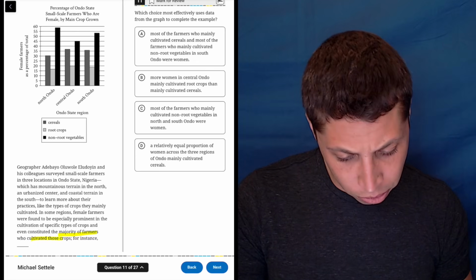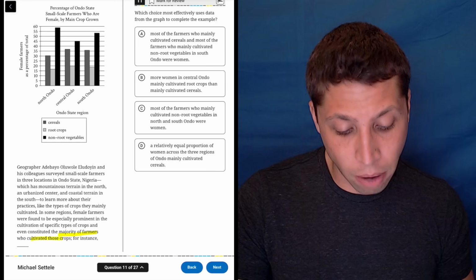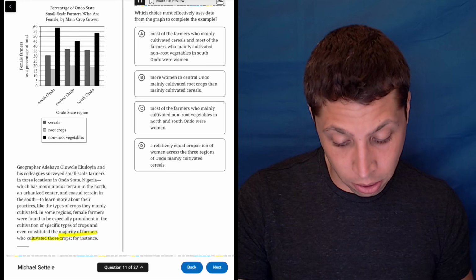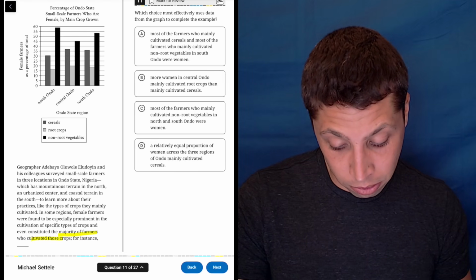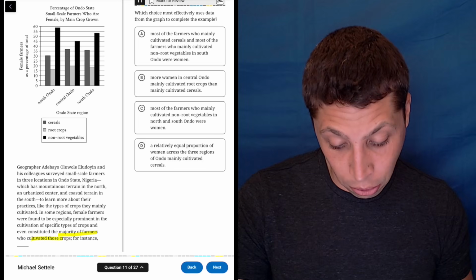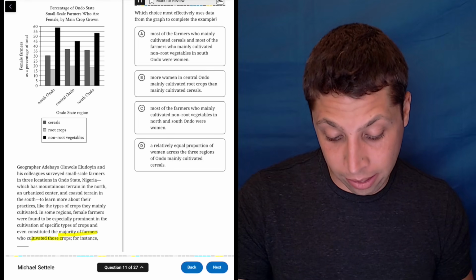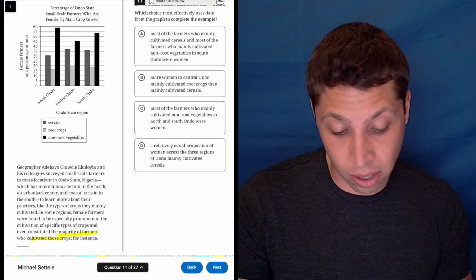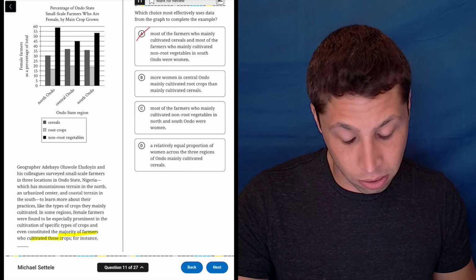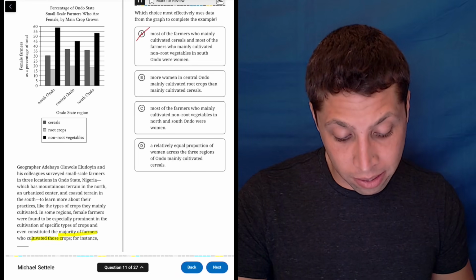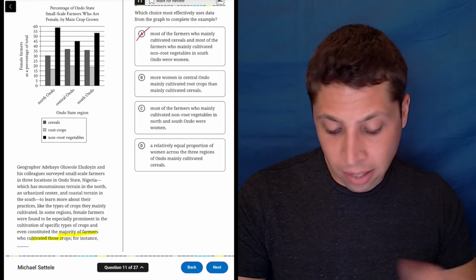Okay. Most of the farmers who mainly cultivated cereals and most of the farmers who mainly cultivated non-root vegetables in South Ondo were women. Cereals and non-root vegetables. So the cereals are at 35 and the non-root vegetables are at 50-something in South Ondo. That's the rightmost thing. So that's just not true, because 35% is not most, so that doesn't make sense. B, more women in central Ondo mainly cultivated root crops than cultivated cereals. No, because that's not what the chart is saying.